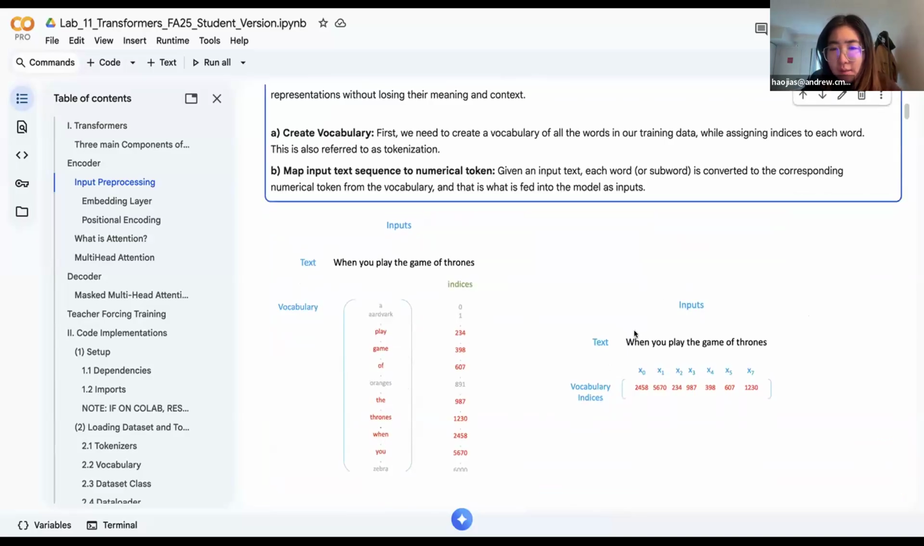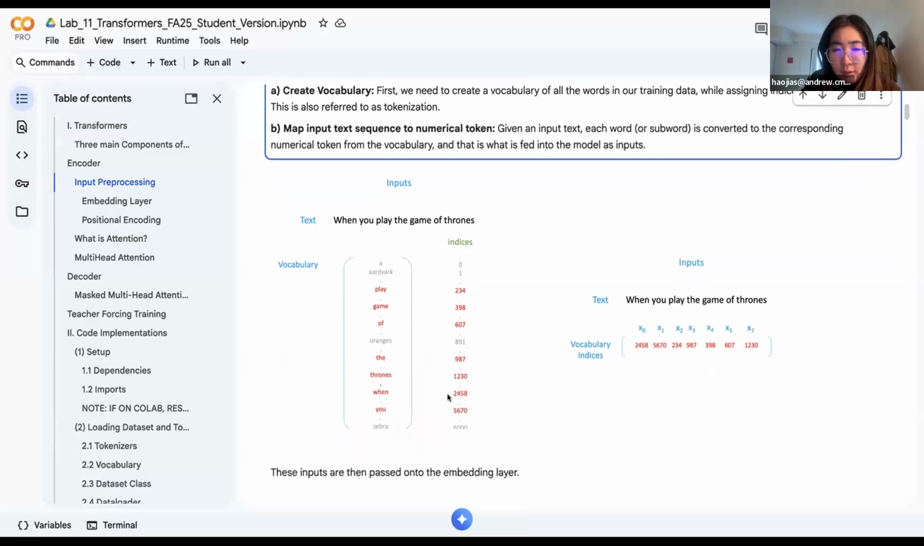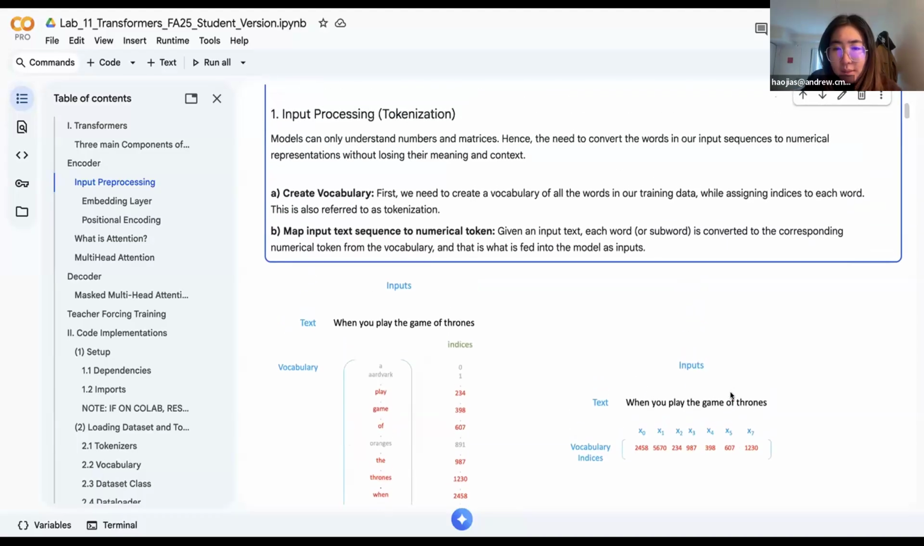So for this input text, like when you play the Game of Thrones, for each token, we will try to find the numerical value in the vocabulary table, and then map them to get this embedding. Yeah. So this is the process for the tokenization.